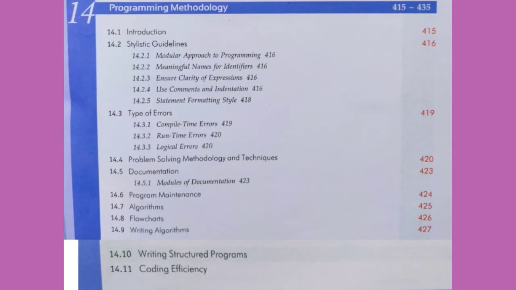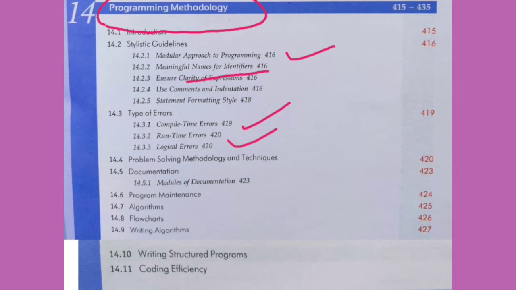Next, coming to chapter 14, you have programming methodology. Here you will understand how the methodology of a program is done, or what the method is. So modular approach to programming. What are the approaches? Meaningful names of identifiers. You don't know what identifiers are now, but when we go through it, you'll understand. Then we have compile time error, runtime error, logical error.